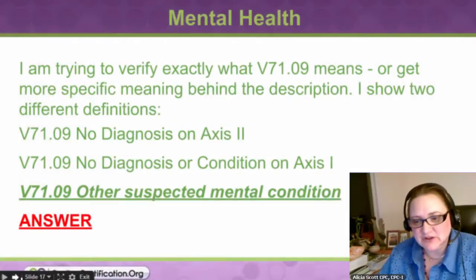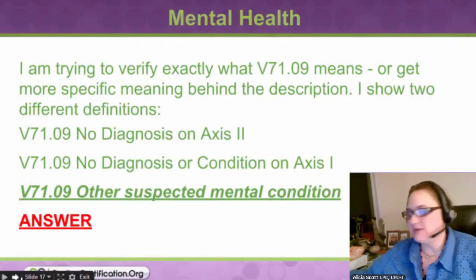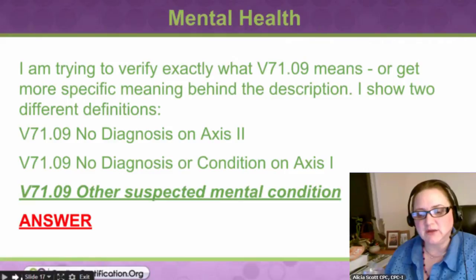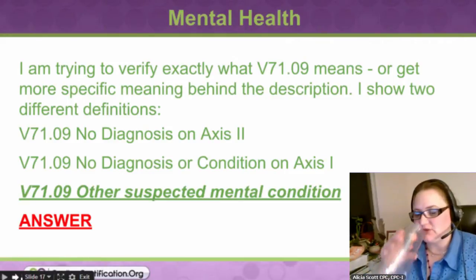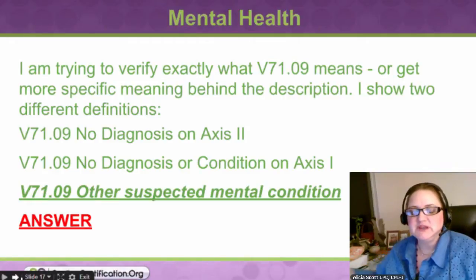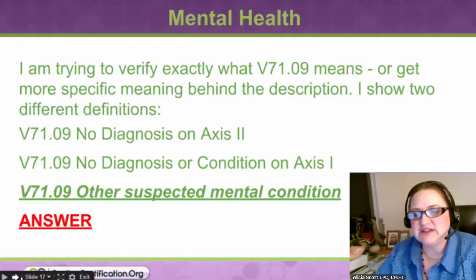Mental health. This question came in and took me a few minutes to figure out exactly what they were asking, but once I did a little research, I got where this person was coming from. So she stated, I am trying to verify exactly what V71.09 means.